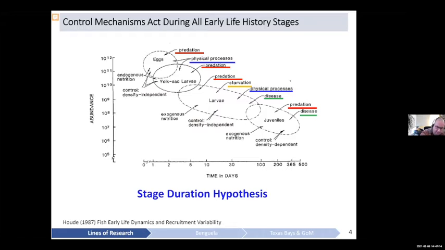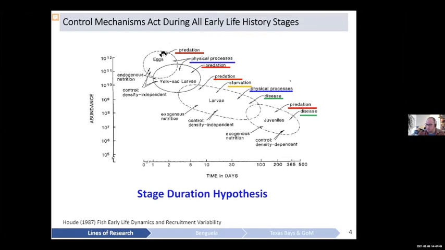Another important hypothesis or theory, which I would say is stated to be generally valid for larval or early life history stages, was developed by Ed Houde in 1987 in his paper and then further developed until today. This is also something we are testing, or many people working on larval fish are testing in one way or another: the stage duration hypothesis.